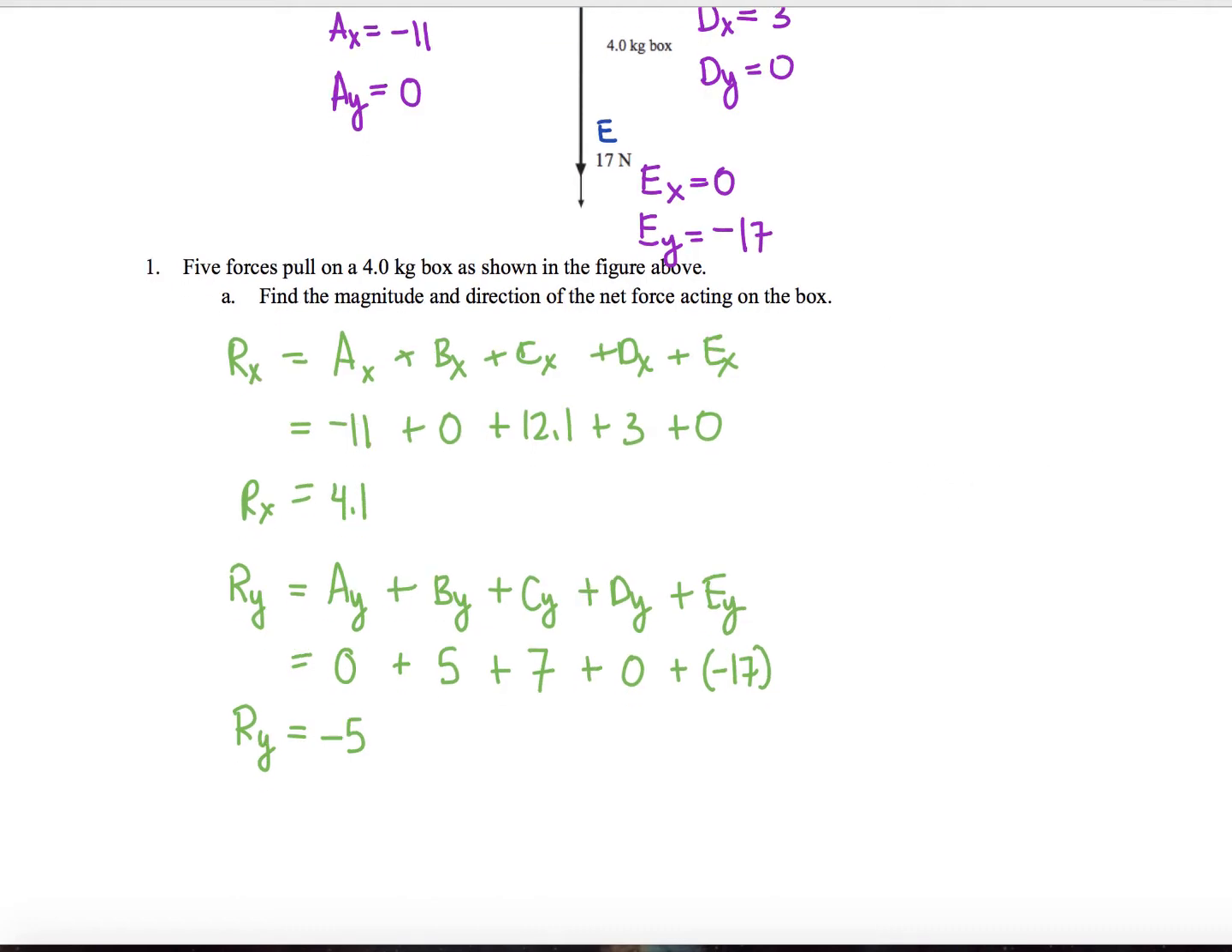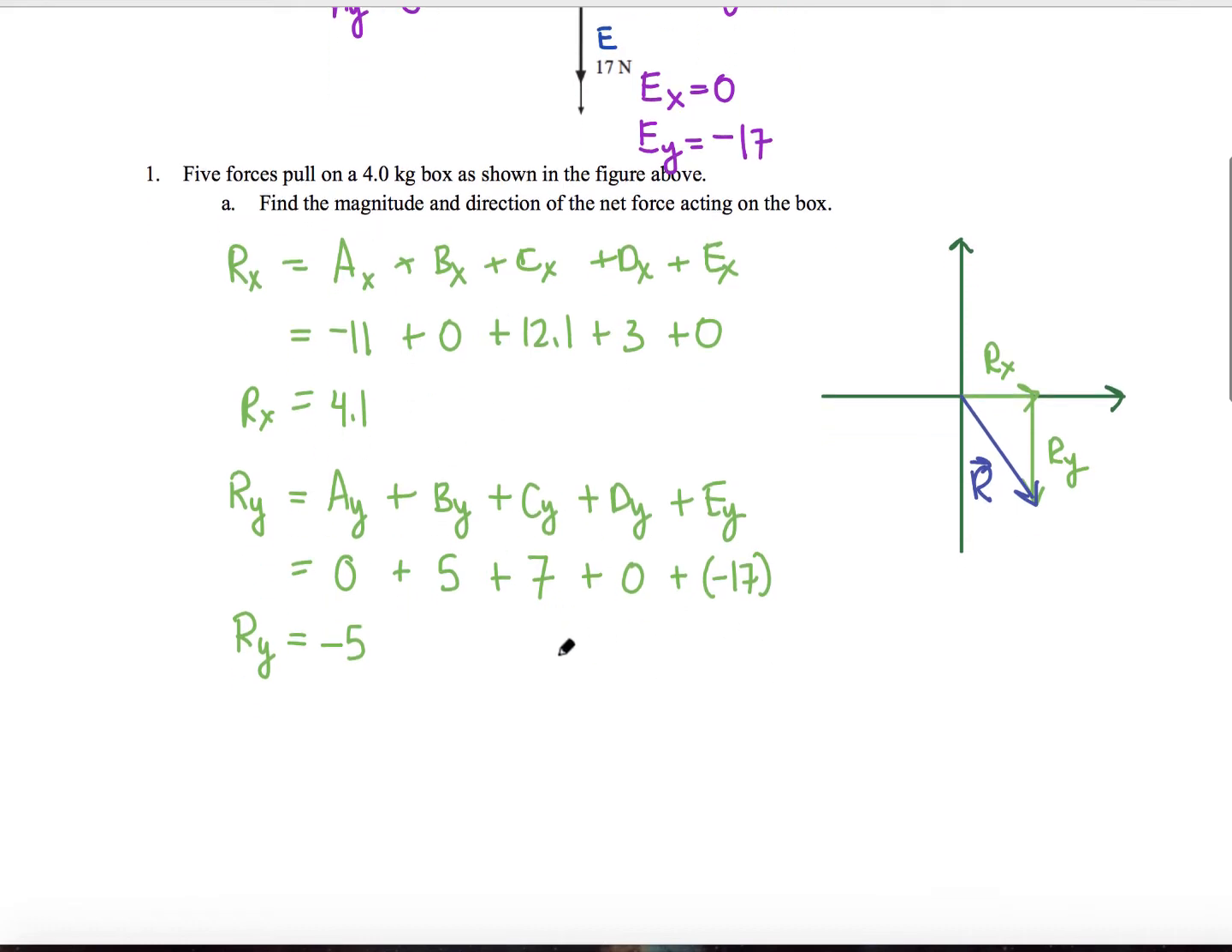If I just sketch this out, I'm going to sketch some axes real quick. So here's my x and y axes. This vector will have a component of positive 4.1 in the x direction and negative 5 in the y direction. So now we just need to find the overall vector. We'll just call it R. We have two pieces to it, magnitude and direction.